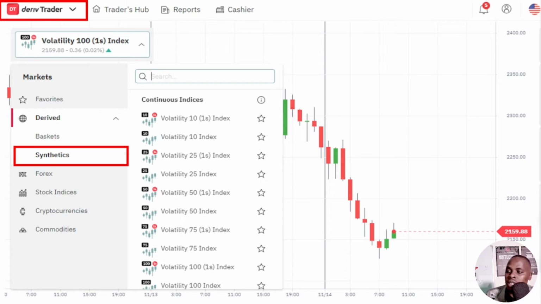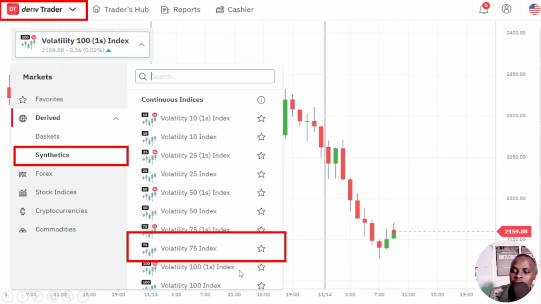Once you go to this broker, you open your account, and you connect this account to MetaTrader or any trading platform. You can even trade on their own trading platform, the Deriv trading platform. As you can see, these are all the indices that you can get, but today we are going to focus only on Volatility 75 index.